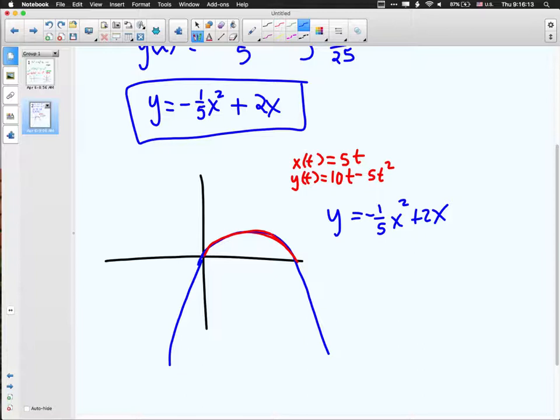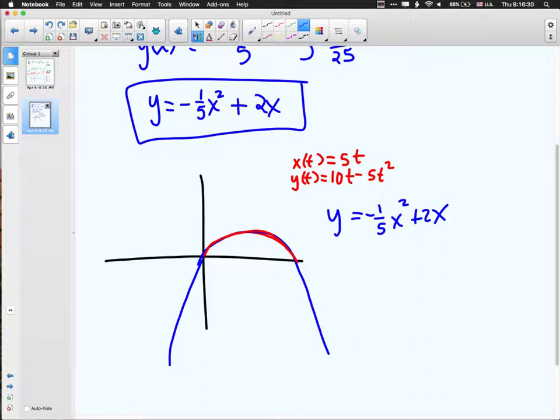Where's the vertex of a parabola? Average between the two roots. Yes, right between the two roots, which we can figure out, right?